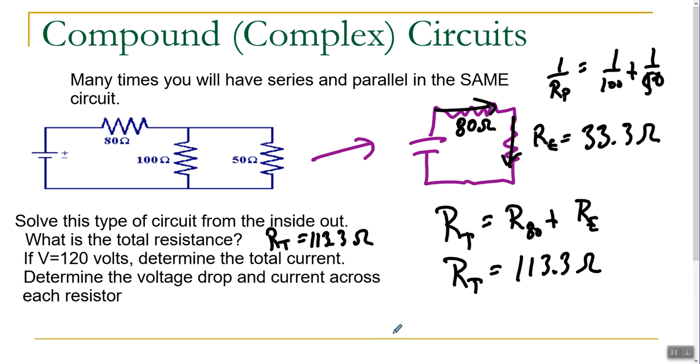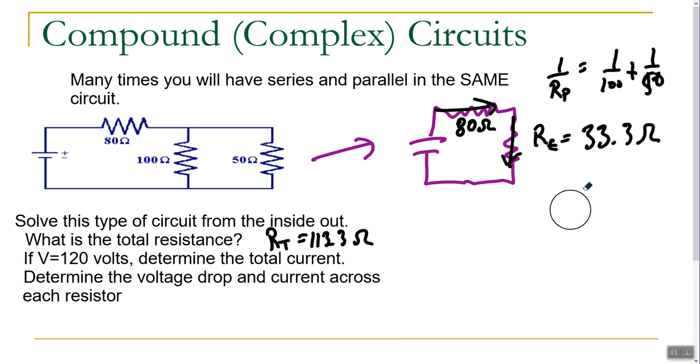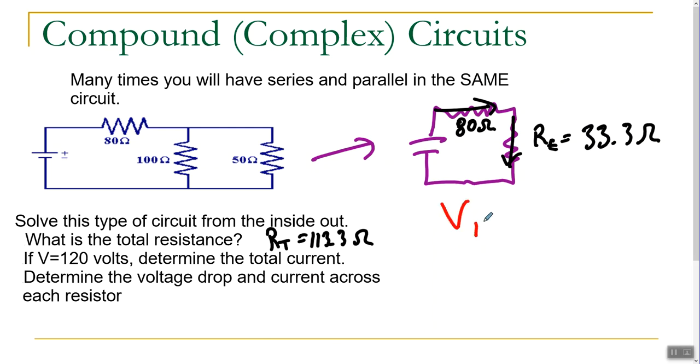How then do I find the total current? I'm going to go ahead and erase this part right here. We're kind of done up here as well. For my total current, we're going to go back to Ohm's law. So V total equals I total R total. That's going to be voltage is 120. It's given over here. And we're looking for I total.